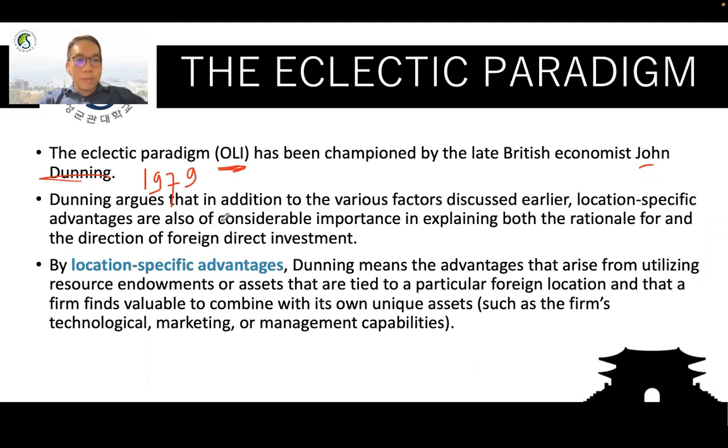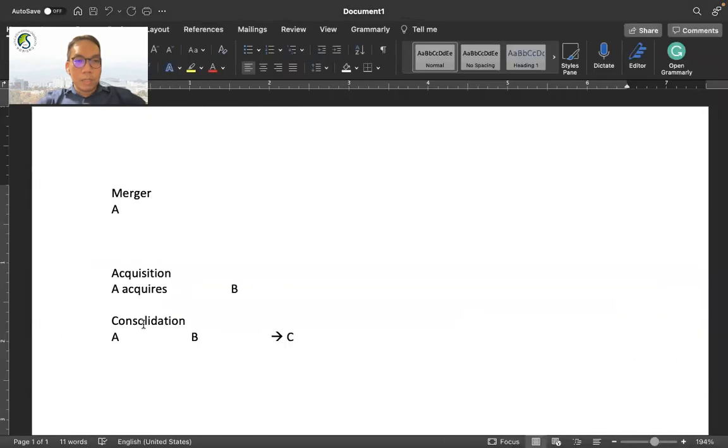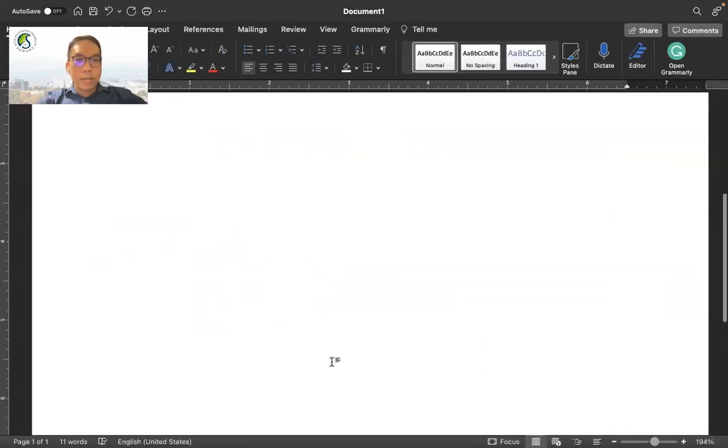Okay, so you see some names here, but I will just go straight to the OLI because it's easy to imagine. So what is OLI according to Dunning? Once again, the eclectic paradigm is a branch of the internalization theory. So what are the O and L and I? O stands for ownership assets. They're saying that if you have ownership assets like the know-how, the technology, the brand, the skill, the management, the talents, and something like that.